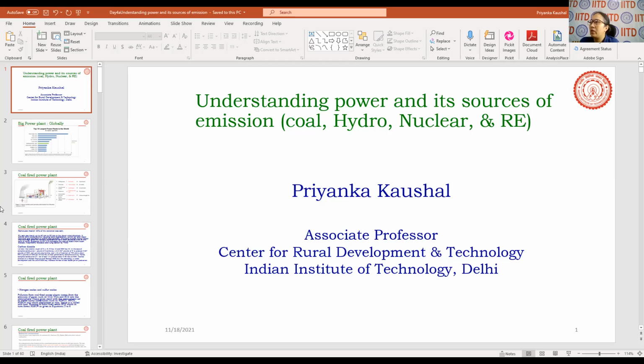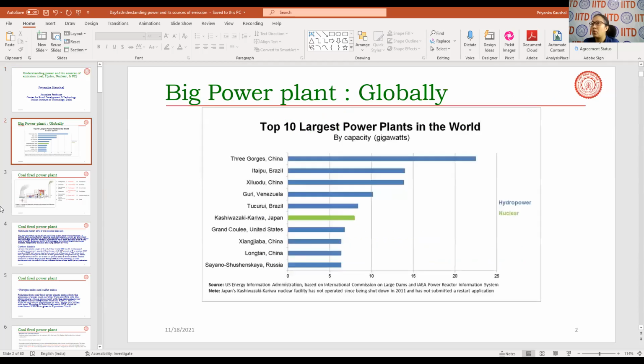Right, so let's start with understanding the point sources where the emissions might come from in all these fuel-based power plants. Let's start with coal. But this is a global picture. If you look at the 10 largest power plants in the world in terms of their capacities in gigawatts, this is how it looks, right?